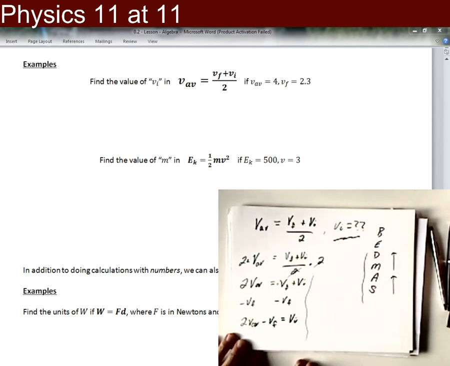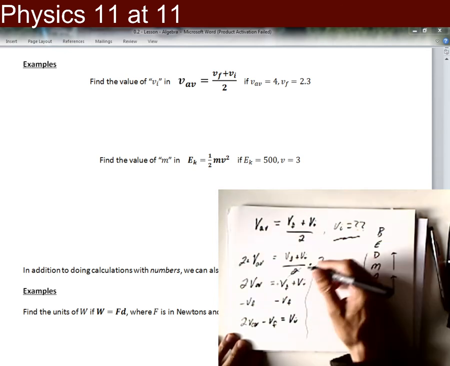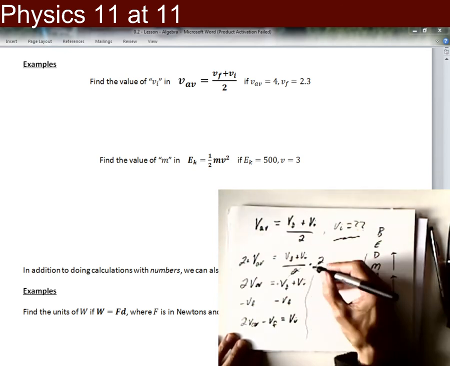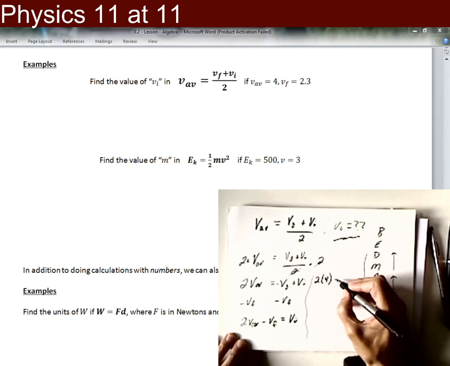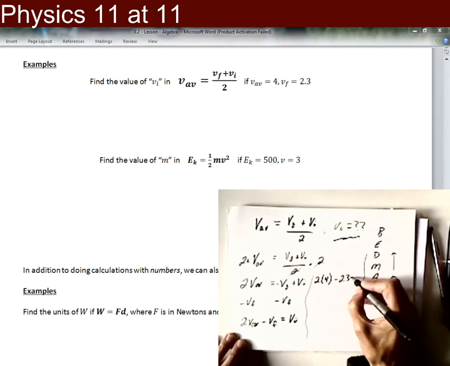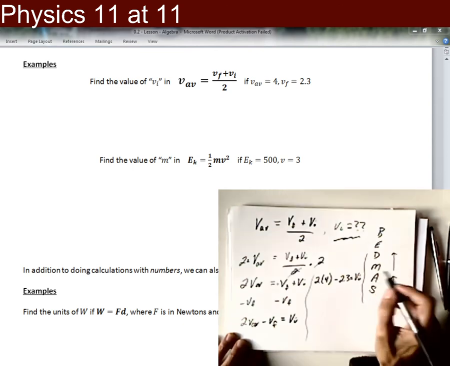Okay, well, let's get the numbers in there. Finish this up. As you can see at the top, we got 2 times, what's V average? 4 point nothing, 4. We got minus V final, which is 2.3. And squeezing it in here, it equals VI like that.